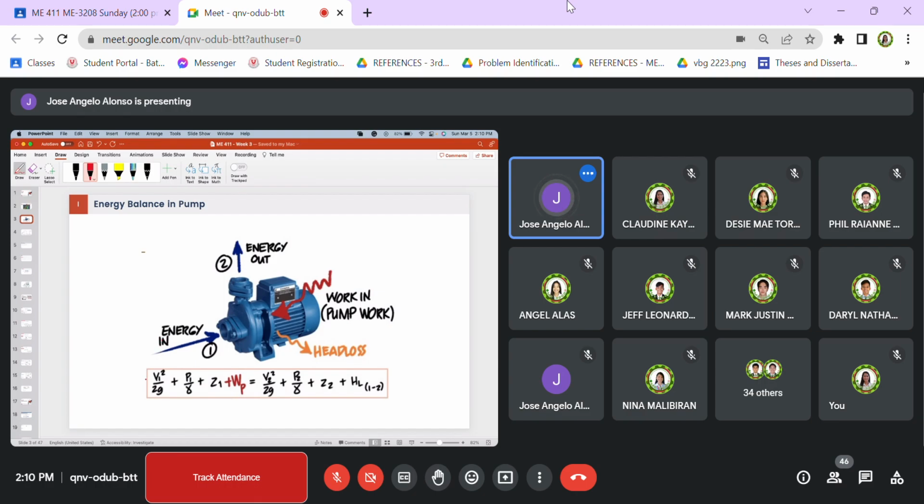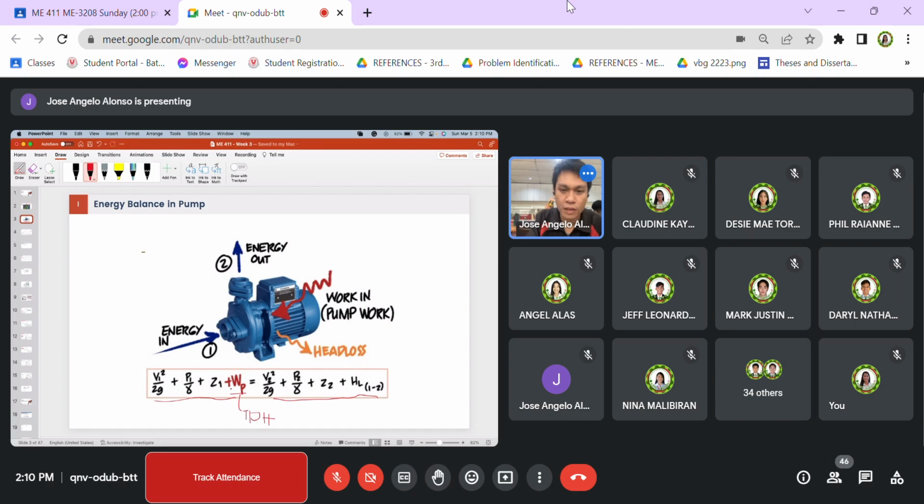So energy in will always be equal to energy out. Energy in, makikita natin on the left side of the equation. Energy out, yung sa right side naman ng equation. So part ng energy in natin is yung pump work, yung tinatawag na total dynamic head. Mamaya madi-discuss natin what is total dynamic head. Pero for now, let's associate it with the term as pump work.